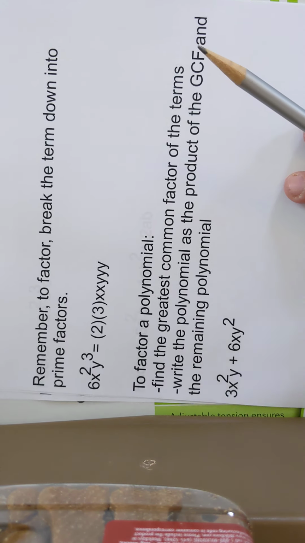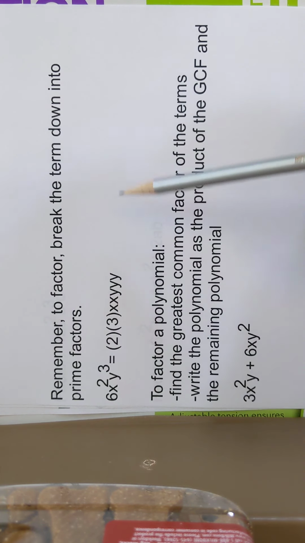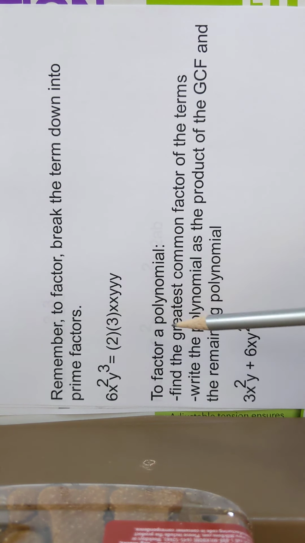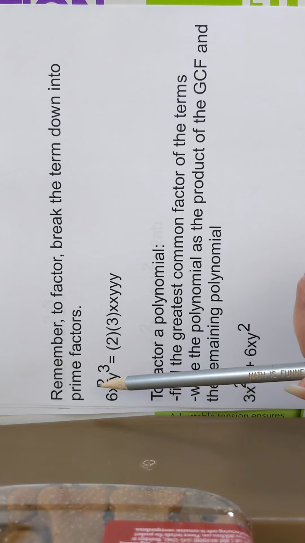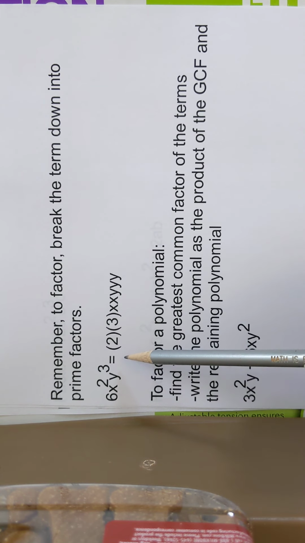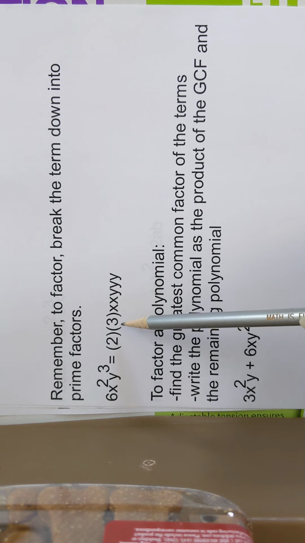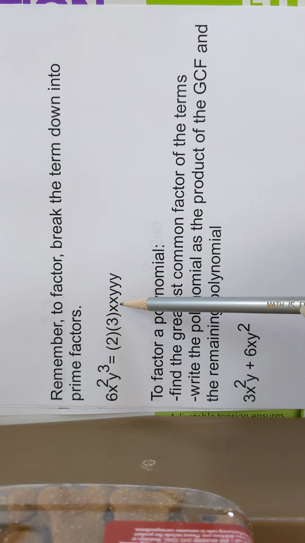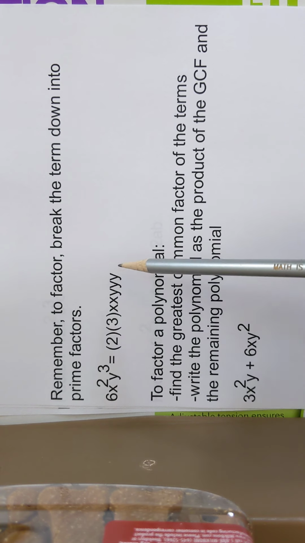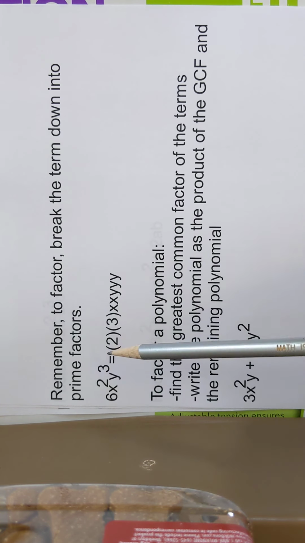So when we factor, we are breaking the term down into the prime factors. Okay, so if I have 6x squared y cubed, I'm going to break that down into the prime factors. So 6 would become 2 times 3. X squared would be x times x. Y cubed would be y times y times y. So that is a monomial.